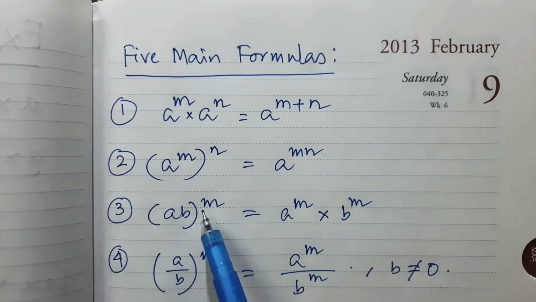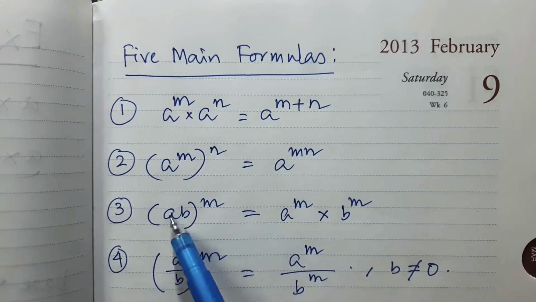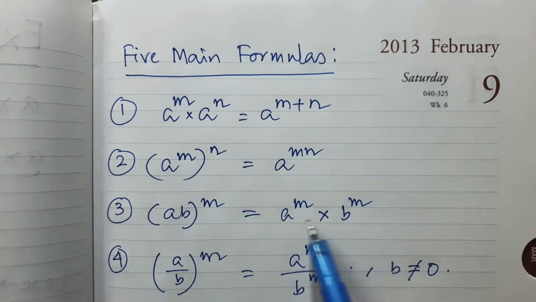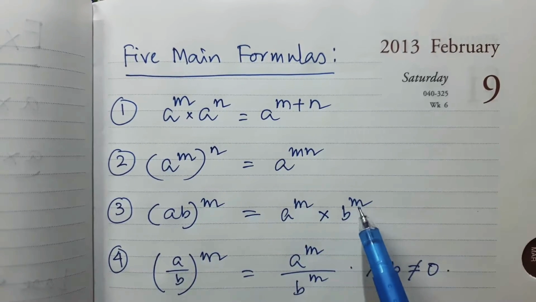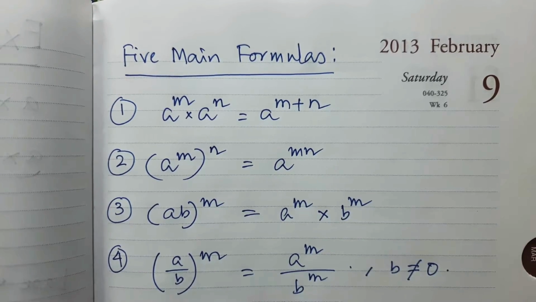And there is a common exponent m. In that case we will distribute the exponent among these bases and we will just multiply them. So a to the power m into b to the power m. Now this is formula number 4.